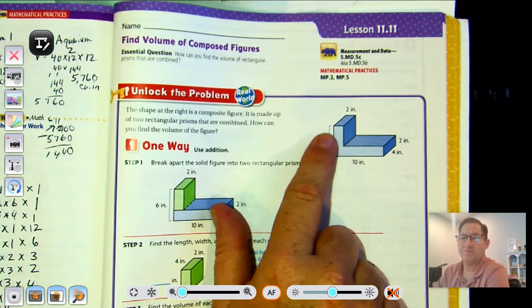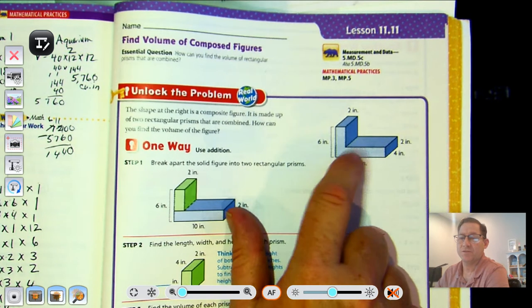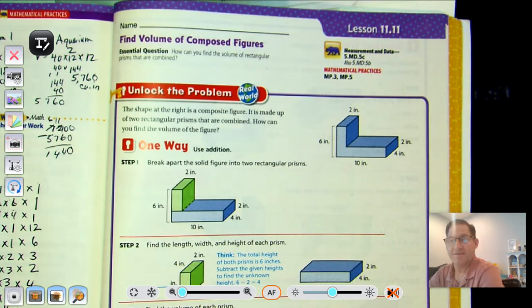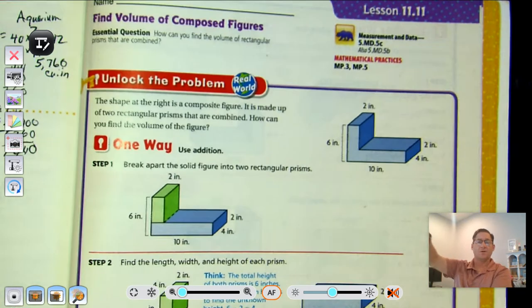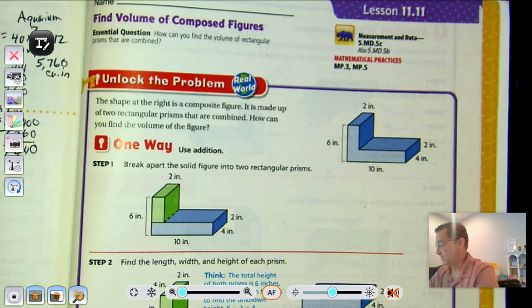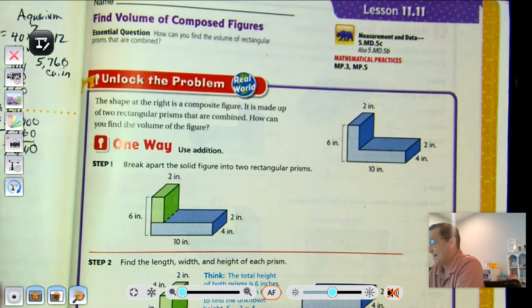So here we notice that we have two different prisms. So how do we find the volume of those composite figures? We're on page 507 of the fifth grade Go Math textbook. So they unlock the problem. The shape at the right is a composite figure. It is made up of two rectangular prisms that are combined. How can you find the volume of the figure?